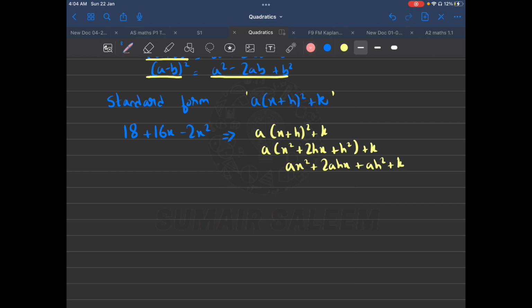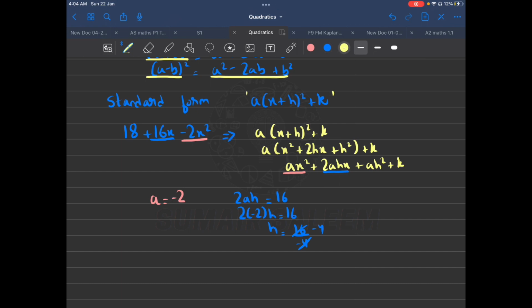Now compare. What's written with x square? Here it's a and here it's what? Minus 2. So can I say that a is equal to negative 2? Now, what's written with x? 2ah, and here it's 16. Do I know the value of a? Yes, minus 2. So my answer of h will be 16 upon minus 4. That's negative 4. Got this?